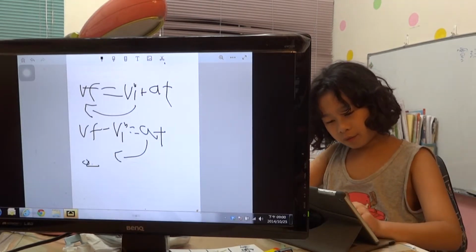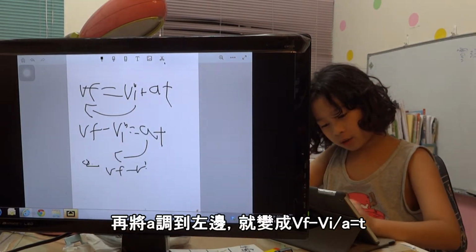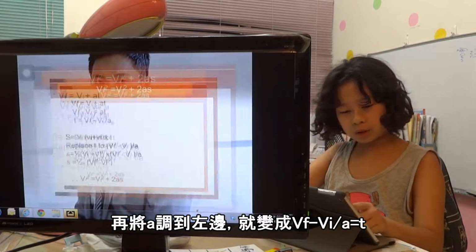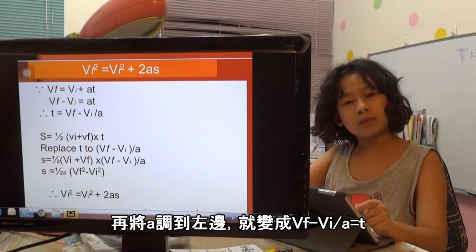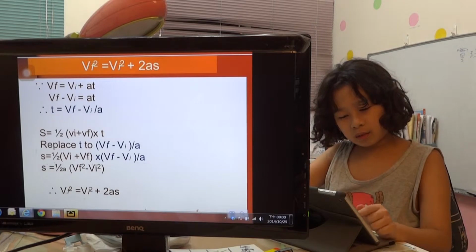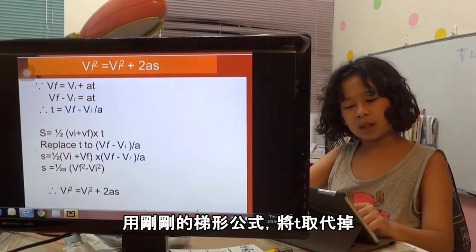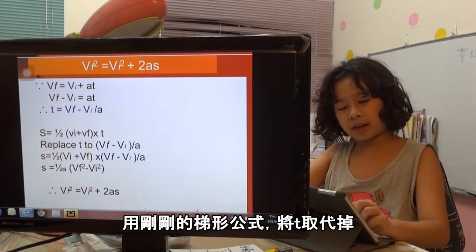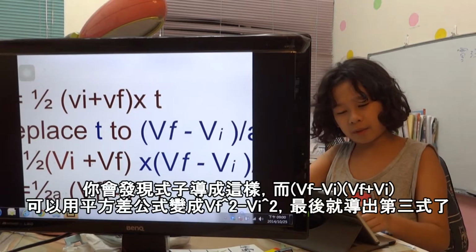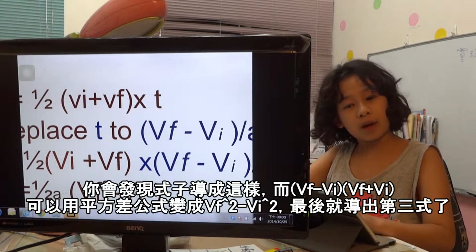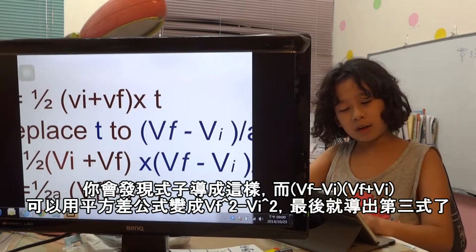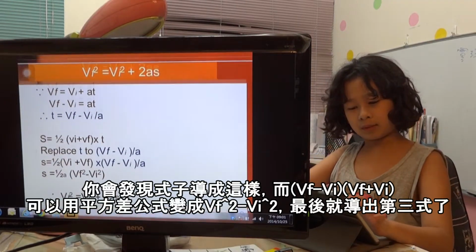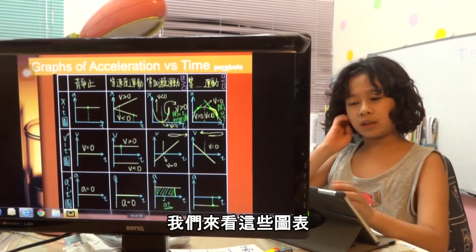So vf minus vi over a is equal to t. So now with the trapezoid formula, there's a t, we will replace it and it becomes 1/2 times vi plus vf times vf minus vi. There's a formula that if you calculate, plus and minus, it becomes vf squared minus vi squared. Okay, so that's why, and then 1/2. So that's how the formula comes.